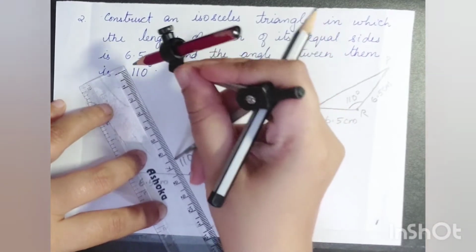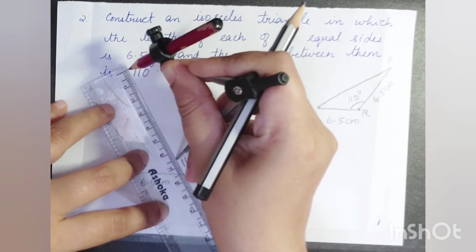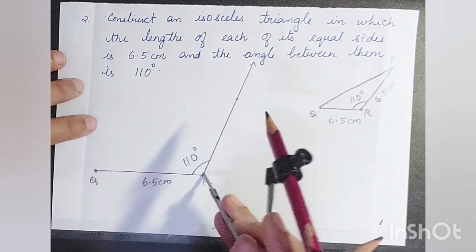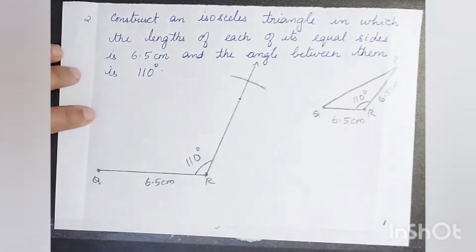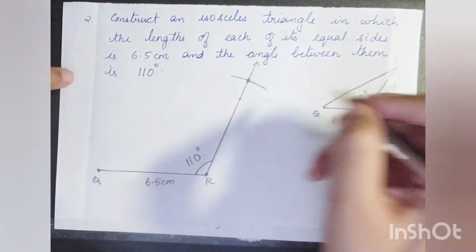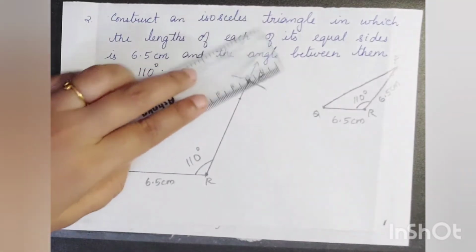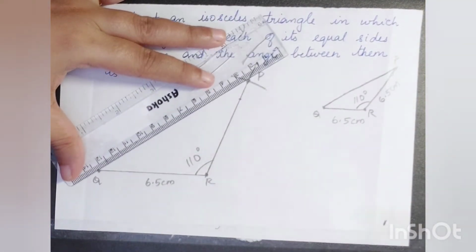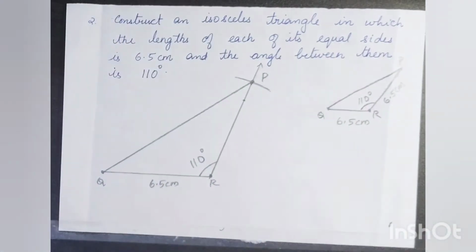So take 6.5. And keep the center point at R and cut an arc here. Okay. This is 6.5. Okay. So what is this point? This point is P. Okay. Now join Q and P. Join Q and P. Okay.